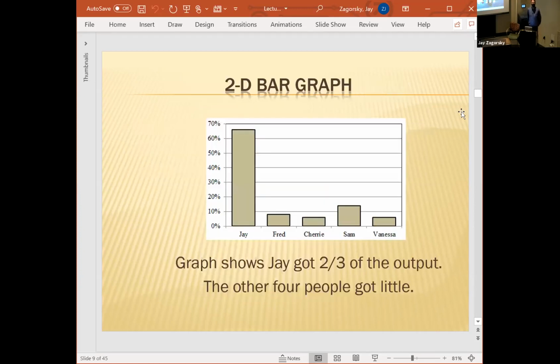2D bar graph. The graph shows Jay got about 2/3 of the output. The other 4 people got relatively little. What you can see on this graph is I put the words right there. To me, it's brilliantly obvious what's going on in the graph, but I still say it. Maybe you get it, but you don't think about the 2/3. Maybe you think, oh, Jay got a lot. So by putting in 2/3, I'm telling you exactly what I want you to think about.